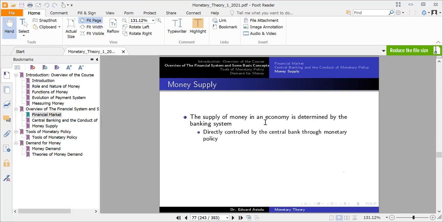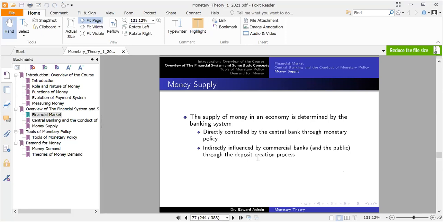Directly controlled by the central bank through monetary policy. The central bank directly controls the supply of money through the conduct of monetary policy. However, you and I know that they cannot do this in isolation without commercial banks. So indirectly, it's influenced by commercial banks and the public, through this process we call the deposit creation process. You create money from money, right?